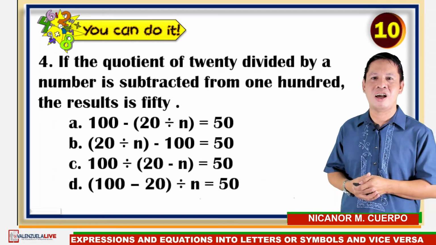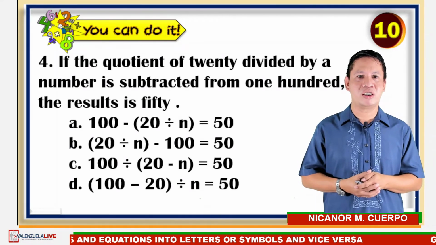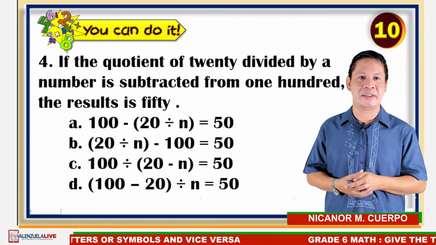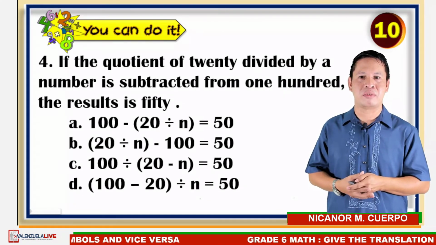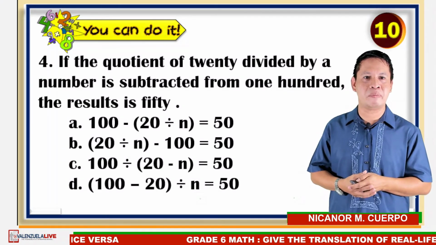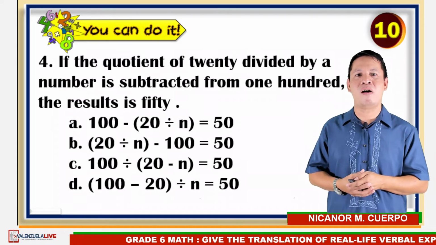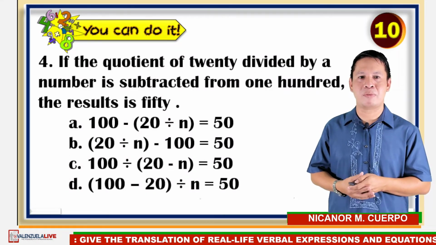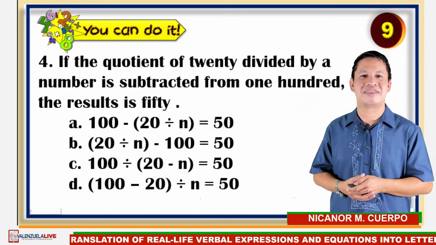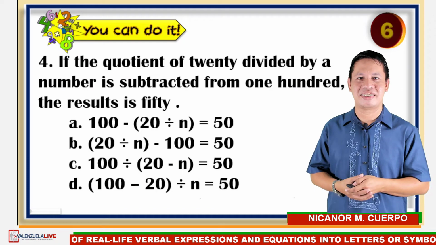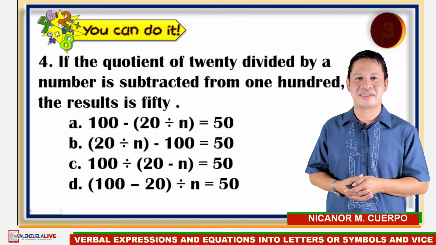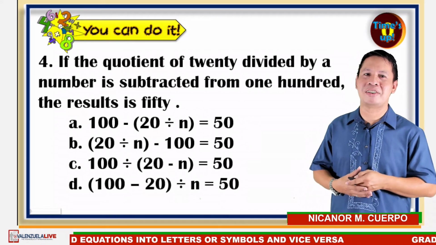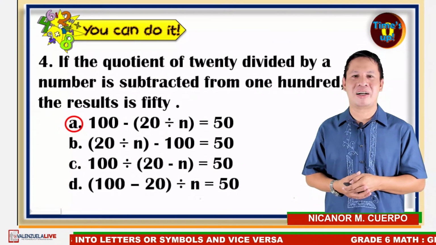Next. For number 4. If the quotient of 20 divided by a number is subtracted from 100, the result is 50. Again, if the quotient of 20 divided by a number is subtracted from 100, the result is 50. 10 seconds. Timer starts now. Time's up. It's time to reveal the answer. The correct answer is letter A.